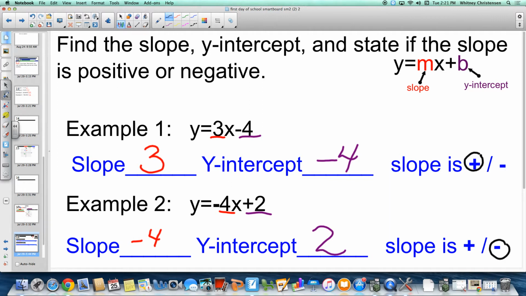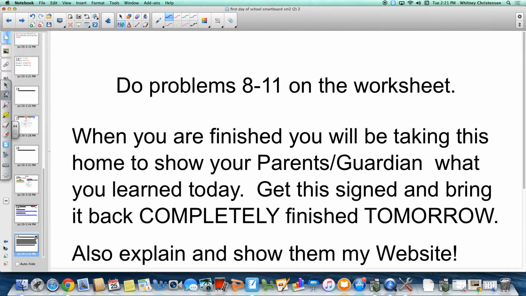Hey, if you really have a question, please ask, because I won't know what to answer if you don't. Okay, awesome. All right, so you're going to do problems 8 through 11 on the worksheet. When you're finished, you're going to be taking this home to show your parents or guardian what you learned today. Get this signed and bring it back completely finished by, well, not tomorrow. I guess we'll have it in on A-Day. Then also explain to them my website because they could watch this video lesson if they wanted.